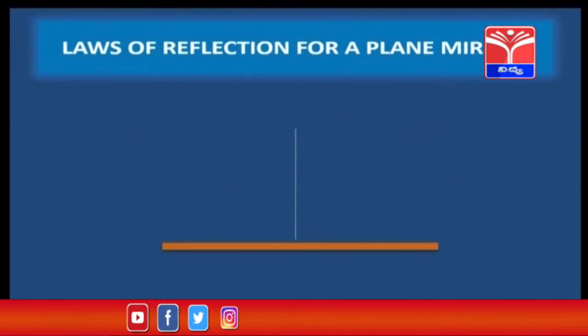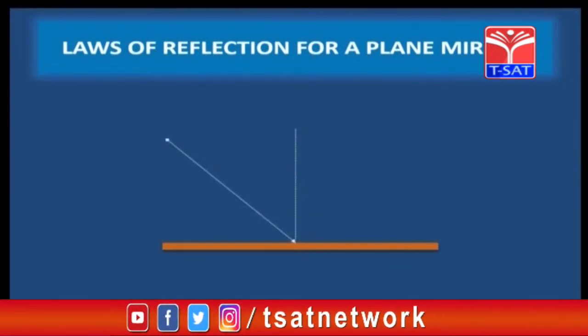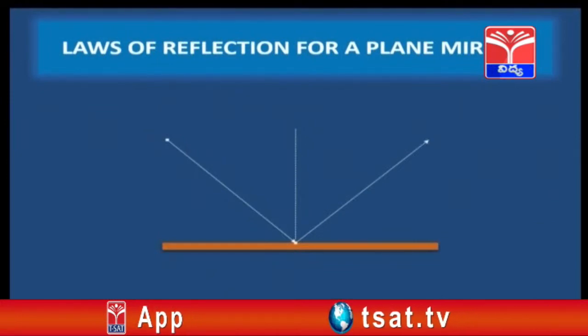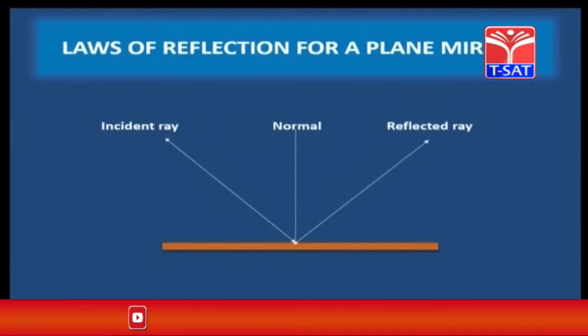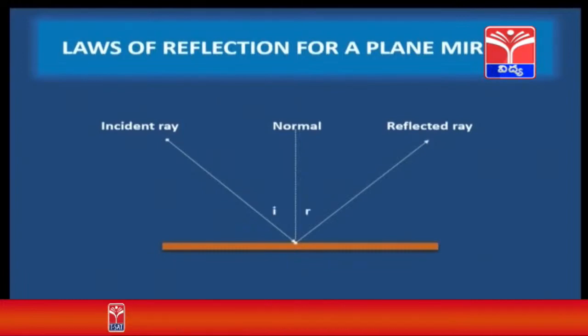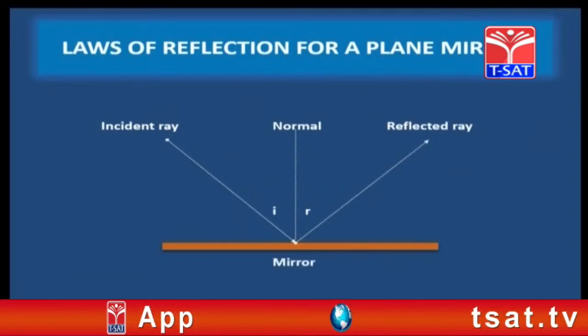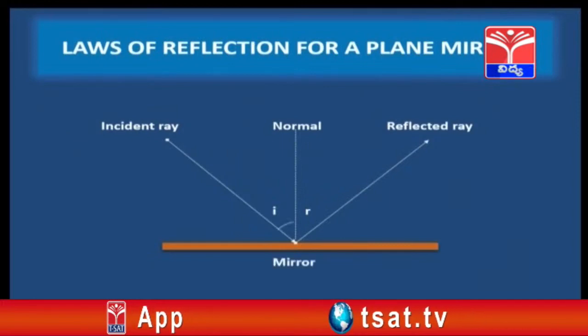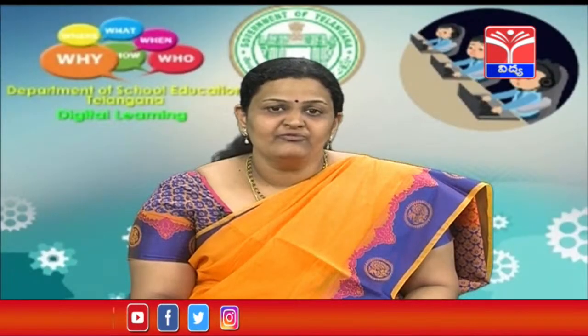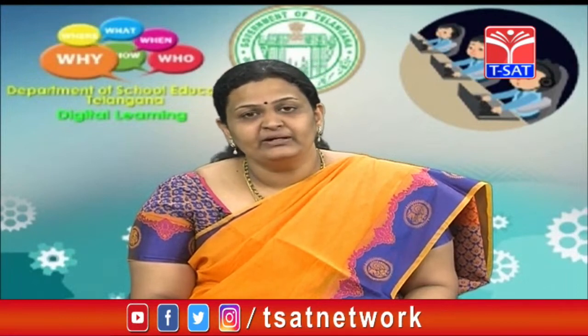Now, a ray incident on the surface of the mirror is called the incident ray, right? And the ray reflected from the surface of the mirror is called the reflected ray. Okay children, so these are the incident ray, the normal and the reflected ray. Angle I and angle R. So I is the angle of incidence and R is the angle of reflection. The angle made by the incident ray to the normal is called the angle of incidence and the angle made by the reflected ray to the normal is called the angle of reflection.